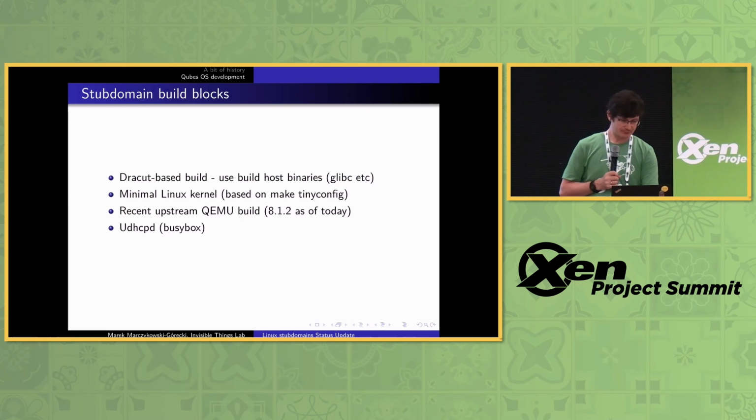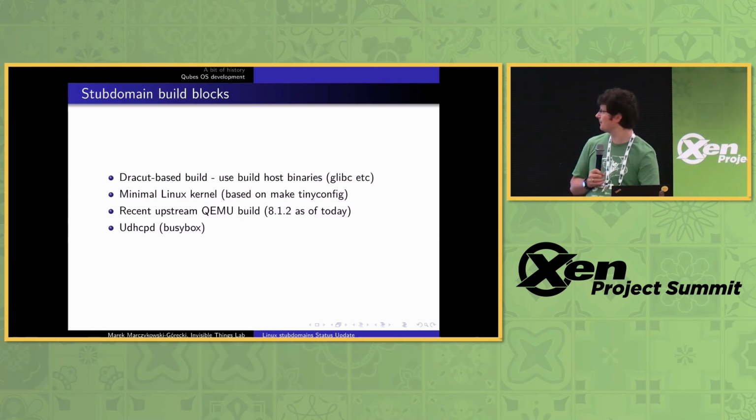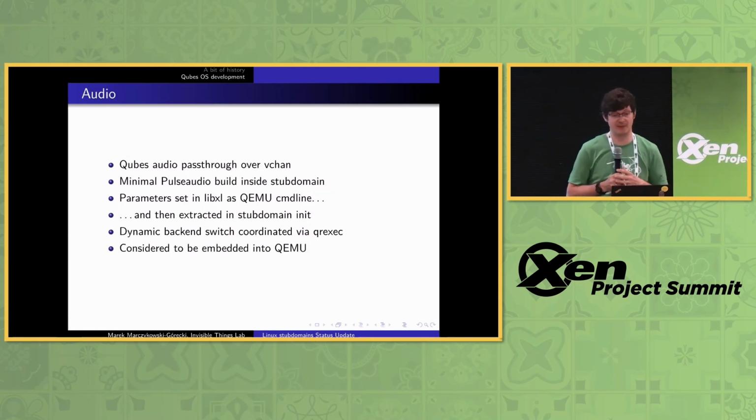Okay, so that's how the base building blocks work. Having that, this whole thing is built into InitramFS, so it's a kernel plus InitramFS. There is no root file system on a disk image for a stubdomain itself. Okay, so having that, we can add some extra stuff.